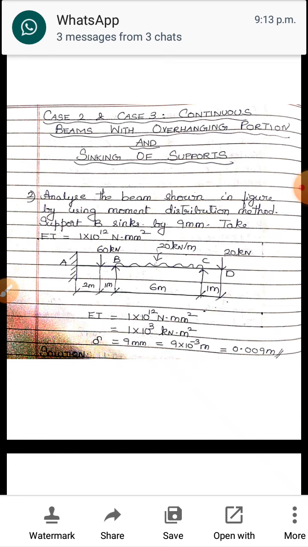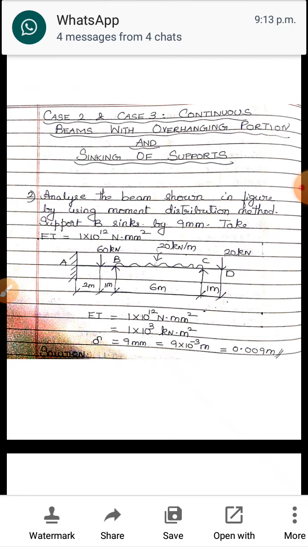So the value of EI is given as 1 into 10 power 12 Newton mm square, not Newton per mm, Newton mm square. So always when there is sinking, they'll give you the value of EI. If it is not given, you have to assume it is 1 into 10 power 12 Newton mm square, as given in this problem. So you have to convert into kilonewton meter square. Remember, anything into 10 power 12 Newton mm square can be converted as 1 into 10 power 3 kilonewton meter square. If it is 6 into 10 power 12 Newton mm square, it will be 6 into 10 power 3 kilonewton meter square.